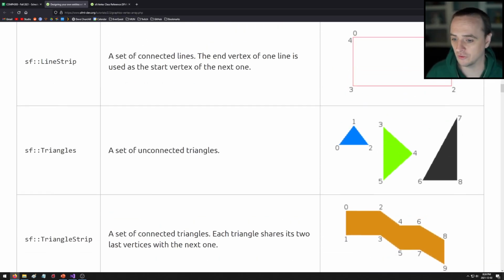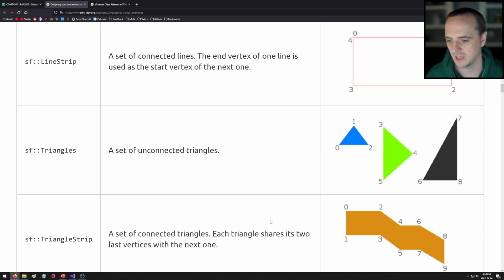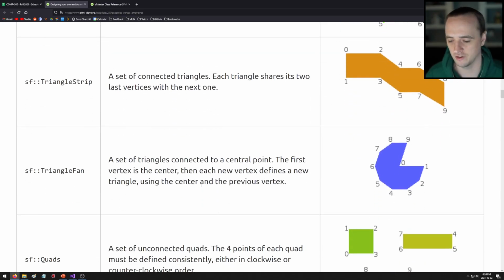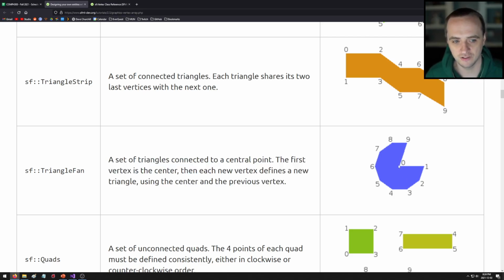However, if we did a triangle strip, then these would be a set of connected triangles, right? The first triangle would be 0, 1, 2. The second one would be 1, 2, 3. The third one would be 2, 3, 4. The fourth one would be 3, 4, 5. And then next we could have a triangle fan. That would be connected to a central point. Point 0 would be the central point, and then you define the radius of triangles that you want to draw.